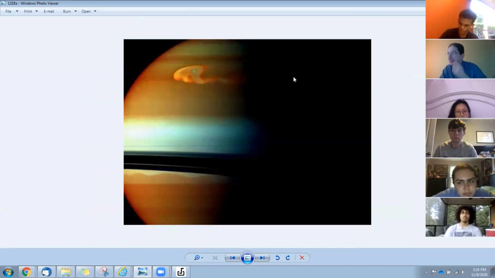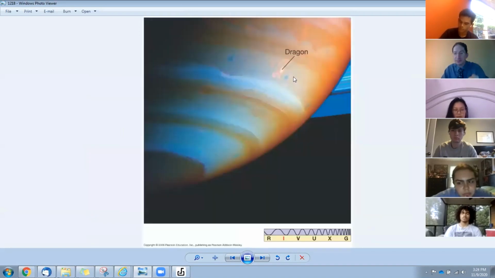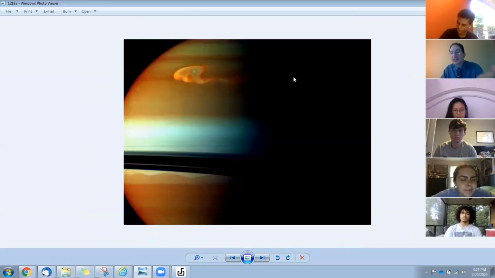And you also get temporary storms. The Dragon, it may be permanent. We don't know. But this is an example of a storm that was temporary. It kicked up a couple years ago, lasted about a month or 2 before it fizzled away. Again, just that extra internal heat is driving some pretty violent weather on Saturn.